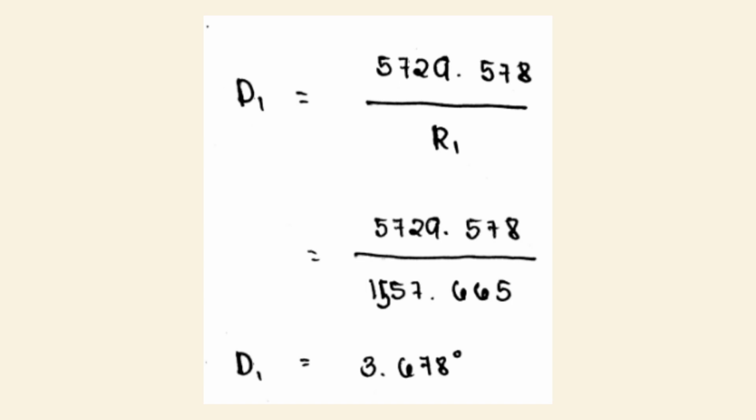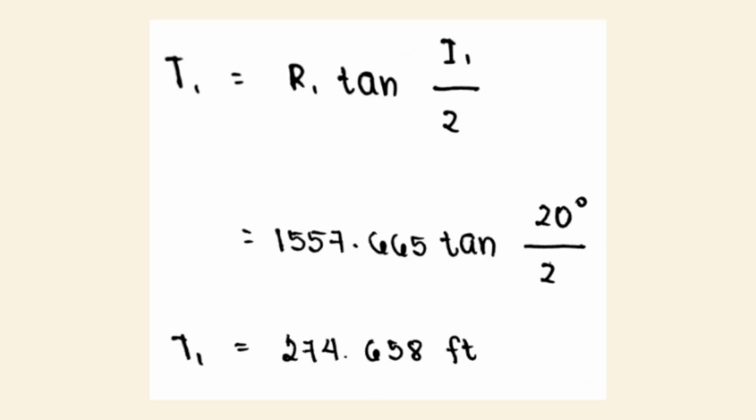Next, the value of the degree of the curve in the English system would be computed as 5,729.578 over R sub 1. Substituting values, we have 5,729.578 over 1,557.665. The degree of the first curve would now be equal to 3.678 degrees.